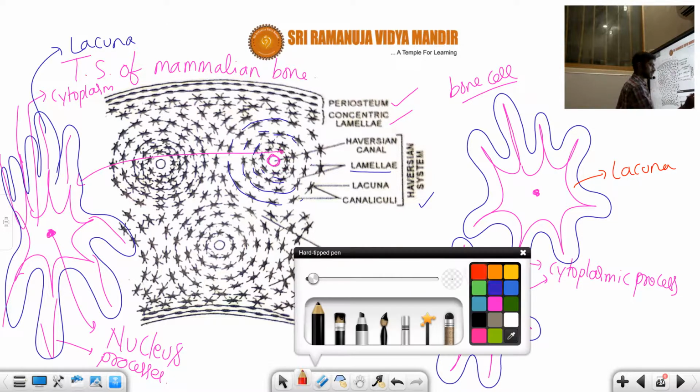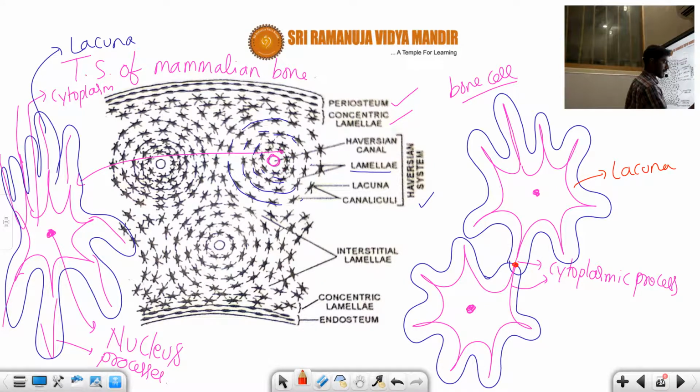So carefully you can see, student. So now again I'm drawing this part. I can see the red color part, association of one cytoplasmic process of the one bone cell and association with the other bone cell. So this association, what is this called?